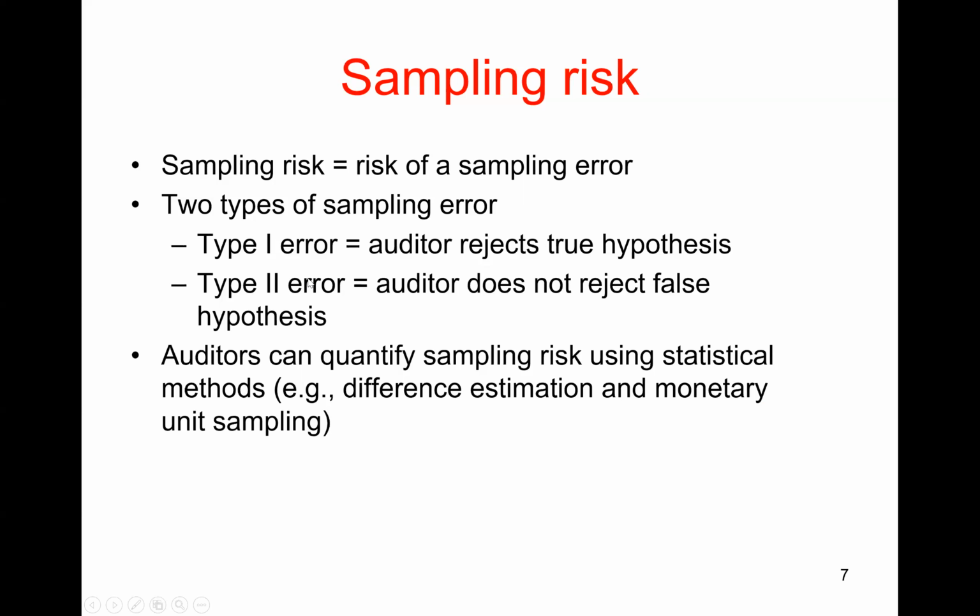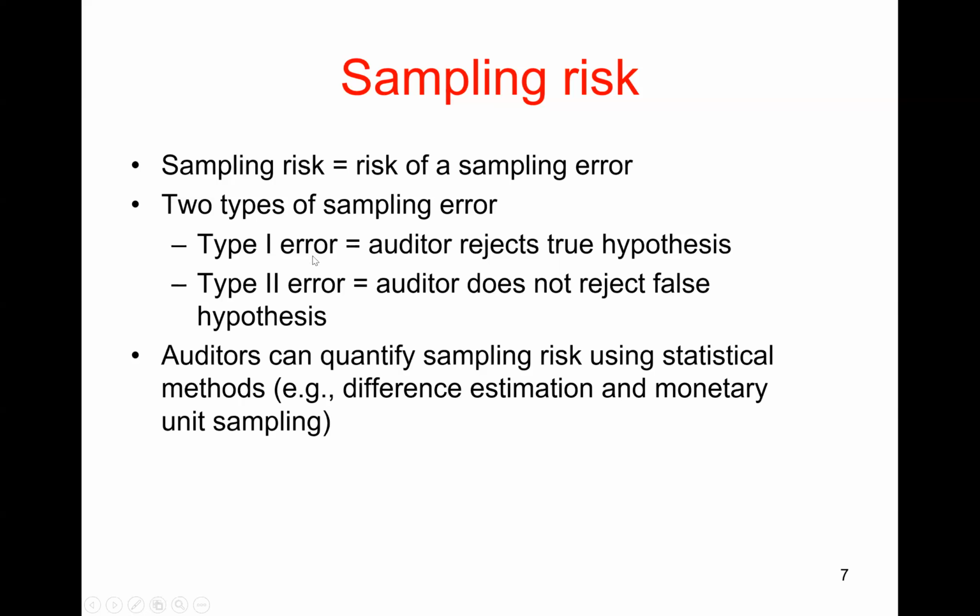Type 2 is just the opposite way around. Type 2 is where the client does misstate the financial statements, but the auditor incorrectly concludes that they're not misstated. So a false hypothesis here means that the client's claim is false. If a client is claiming that sales are 10 million, it may be that actually they're only, say, 8 million. And the auditor's mistake here, the error, is that the auditor does not reject that. So the auditor is failing to detect a material misstatement.